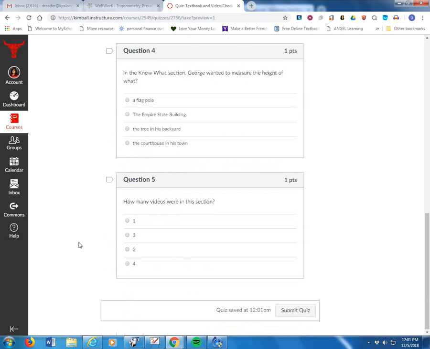To use indirect measurement, the units must be the same. In the know what section, George wanted to measure the height of what? Flagpole. And then how many videos were there? What was that? 1? Okay.